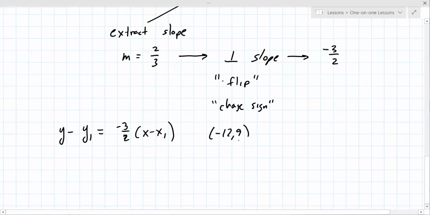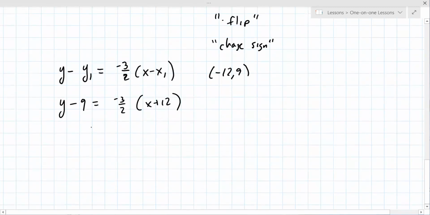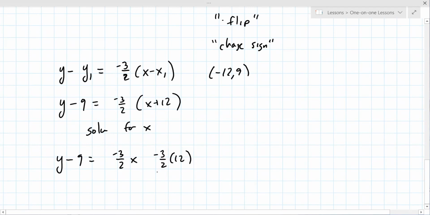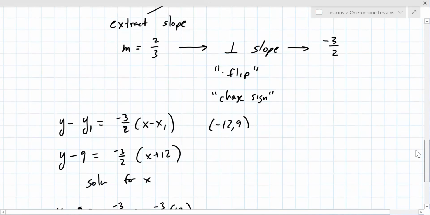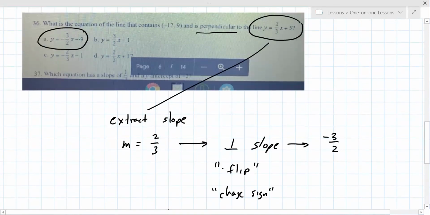When I put those values in, it's y minus 9 equals -3/2 times x plus 12. Then you need to solve for y in your next step. You get y minus 9 equals -3/2 x, and then -3/2 times 12 goes over here. So that's 12 divided by 2, that's 6, times -3 is -18. If you add 9 to both sides, y equals -3/2 x minus 9, which is still the same answer. It's still letter A, but notice they all have different slopes.